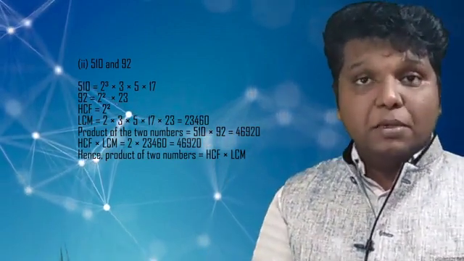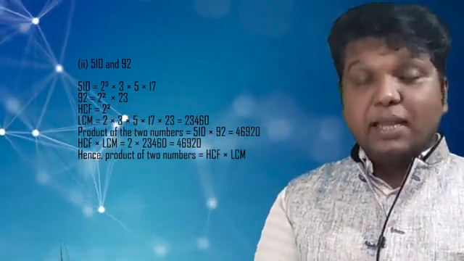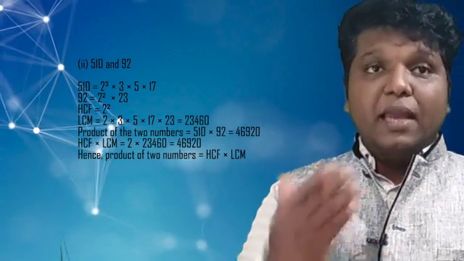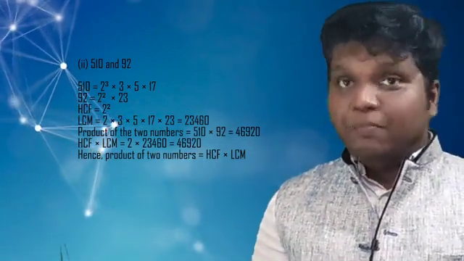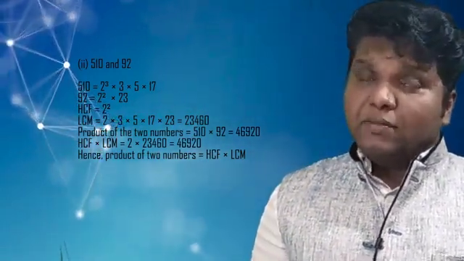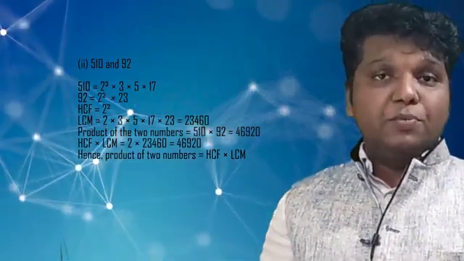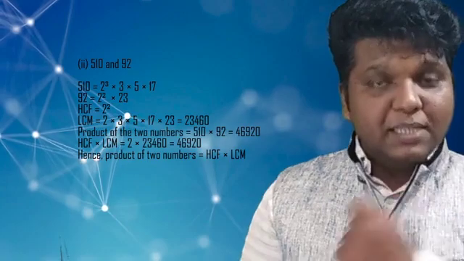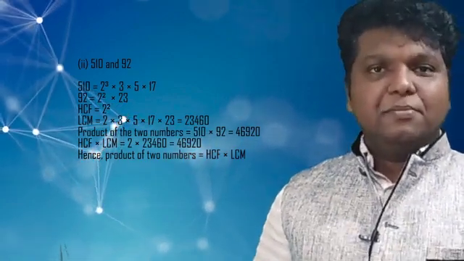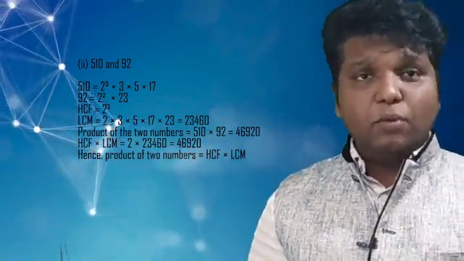What about the next prime number? It's 3. There is only a single 3, so 3 into. What about the next one? It's 5. 5 is only left there, so 5 alone we will take. So 2 square into 3 into 5 into. What about the next number? Yes, it is 17. 17 is also left alone, so take it.